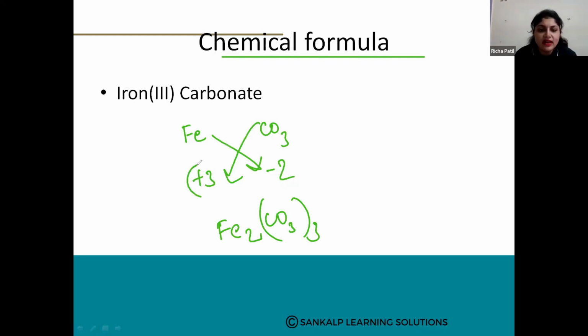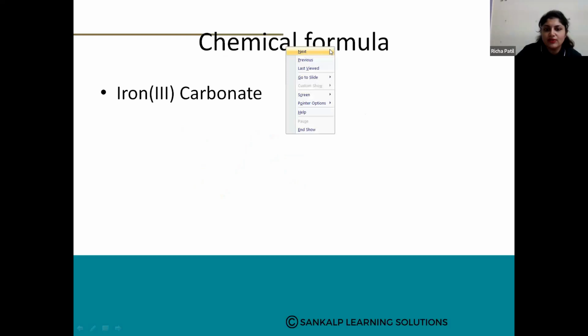Whenever there are unequal charges, meaning both elements have different charges, then you have to crisscross. If they have the same charge, it will get cancelled off. So this is the chemical formula for iron carbonate. I'll give you some more.